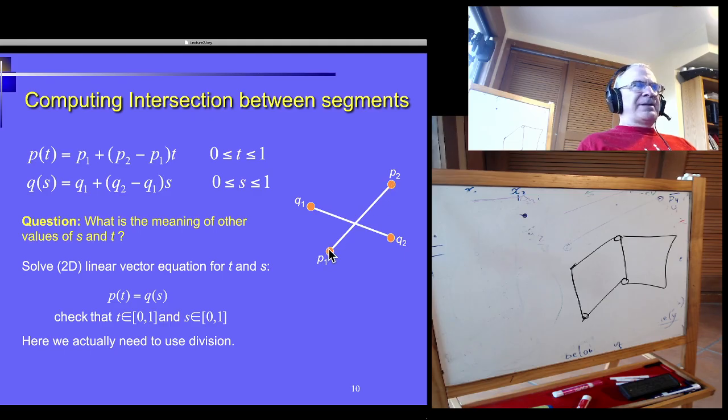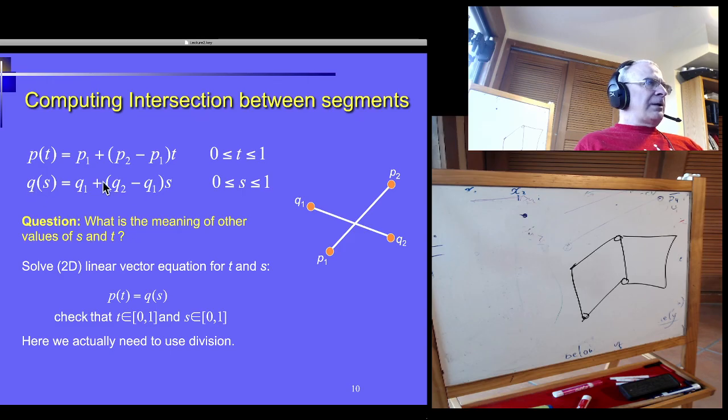And what happens if T is smaller than 0? Where am I if T is smaller than 0? I'm still on the line that goes through P1 and P2, but I moved either in this direction, or I moved in this direction if T is larger than 1.